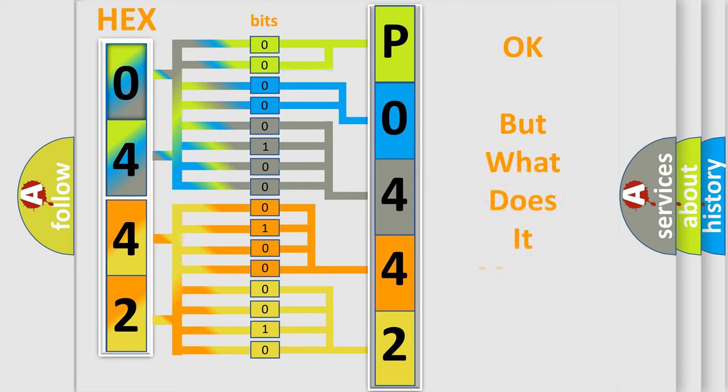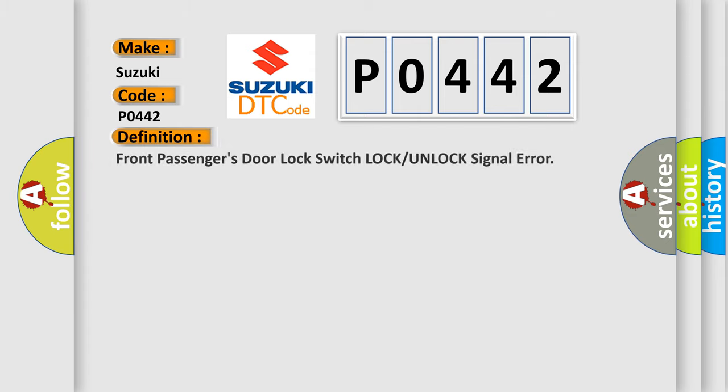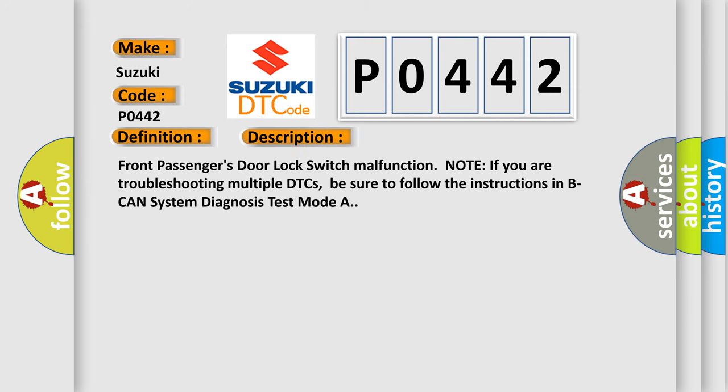The number itself does not make sense to us if we cannot assign information to what it actually expresses. So, what does the diagnostic trouble code P0442 mean specifically for Suzuki cars? The basic definition is front passenger's door lock switch lock or unlock signal error. And now this is a short description of this DTC code. Front passenger's door lock switch malfunction.